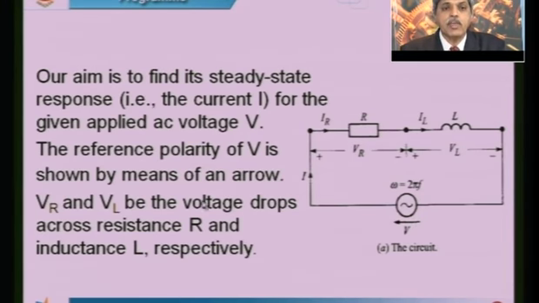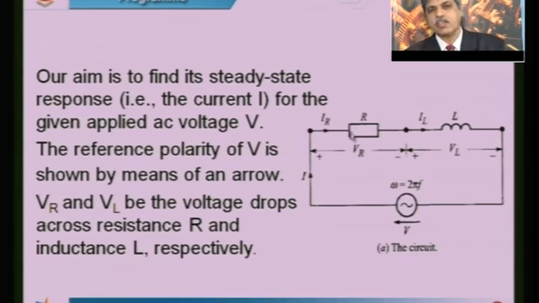The reference polarity of V, represented by this arrow, causes a current I to come out of the voltage source and flow into the circuit. So this current flowing through the resistor and inductor will give us a voltage drop of VR and a voltage drop of VL across the resistance and inductance respectively. Now if you see the current, I have represented it as IR and IL. As the elements are connected in series here, this is what I have represented as IR.